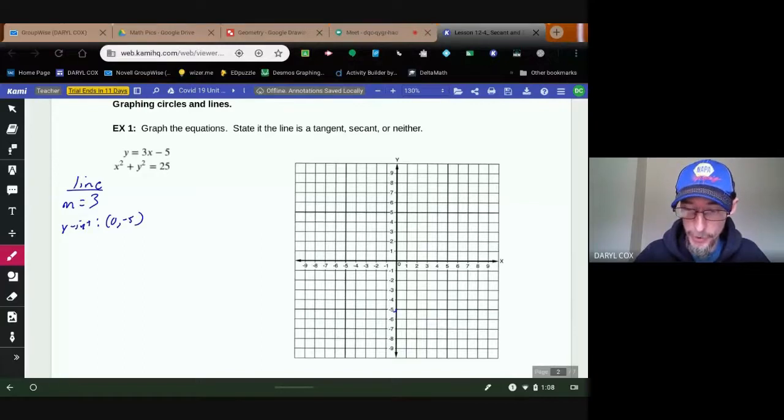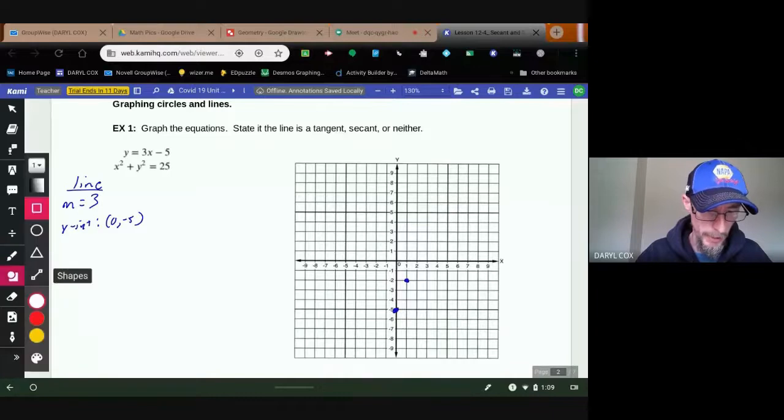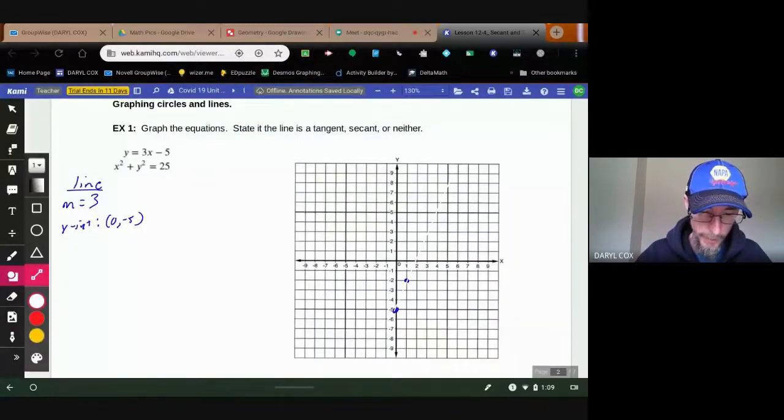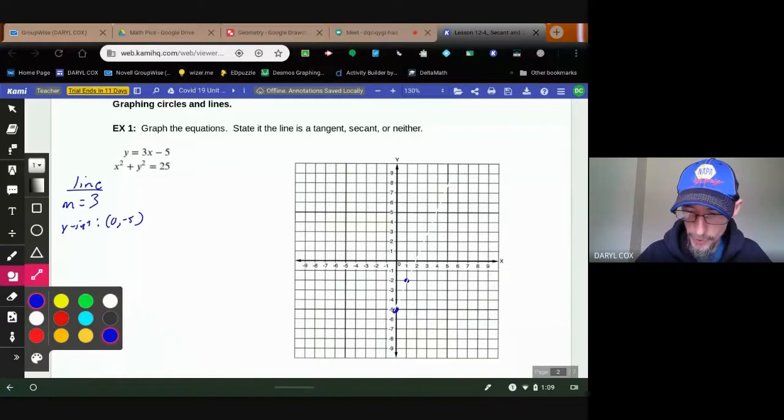I graph my y-intercept, that's down here, and I follow my slope. So when I follow my slope, that's going to be up 3, 1, 2, 3, over 1. So I can graph that point to be 1, 2, 3. Make sure I got it. There we go. And now I can just use my straight edge to put a line through there. Let's see if I've got a straight edge tool on here. I think I might. There we go. Insert a line. Oh, let's get that in a color that I can actually see. Let's make that blue. Okay. Let's try that again. So insert a line.